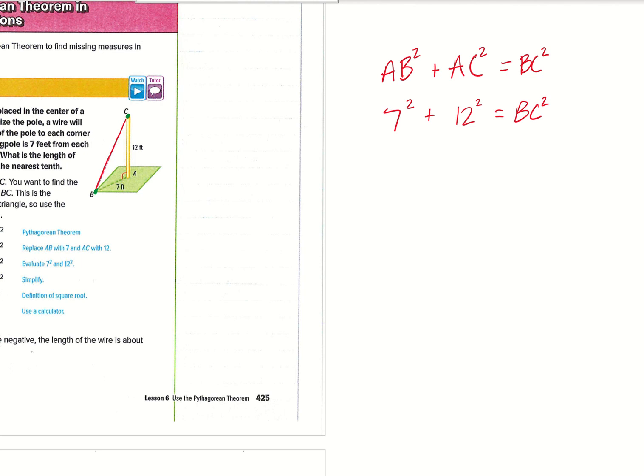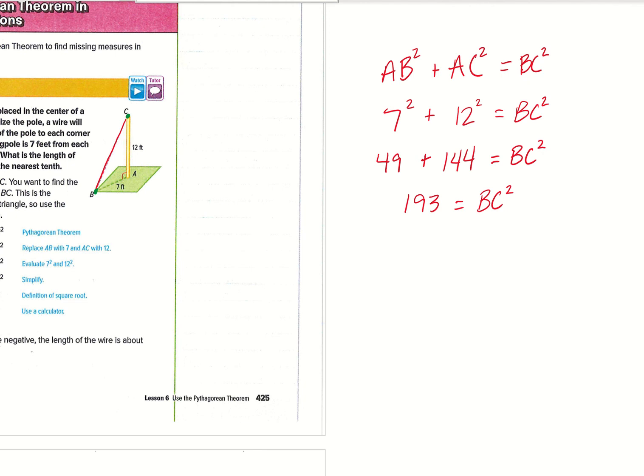All right, so now I'm just going to simplify everything. 7 squared, I should have that memorized as 49. 12 squared, I should have that memorized as 144. And then we have BC squared. Next I'm going to add these two together. So 49 plus 144 should give me 193. I believe that is correct. If not, sorry. But I think that's what it is. And then equals BC squared.